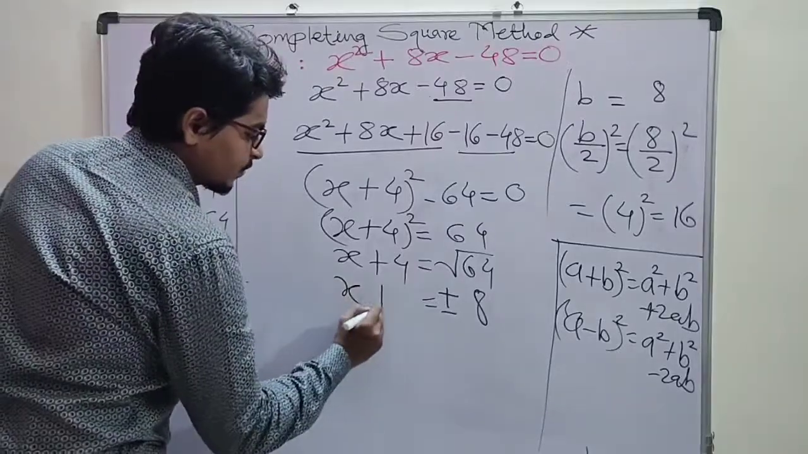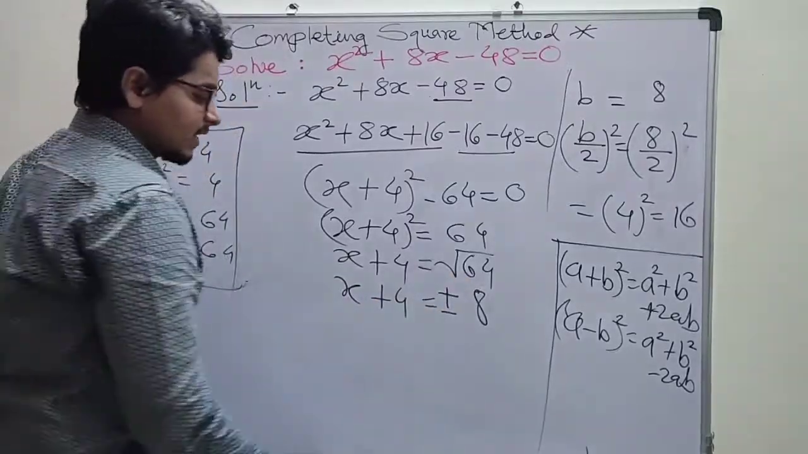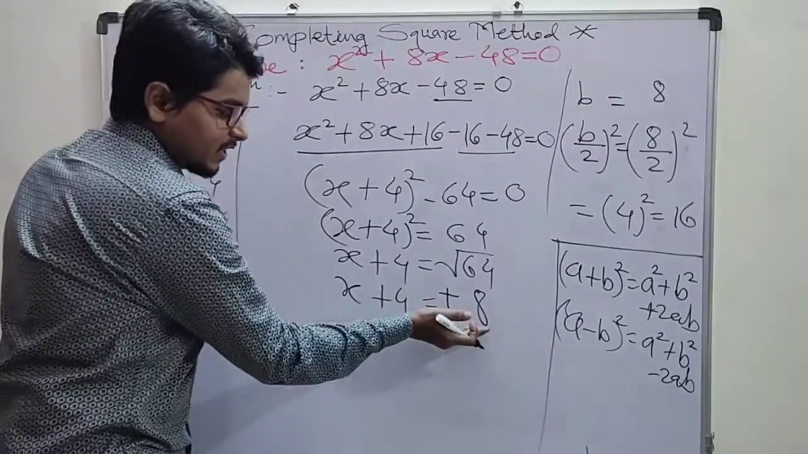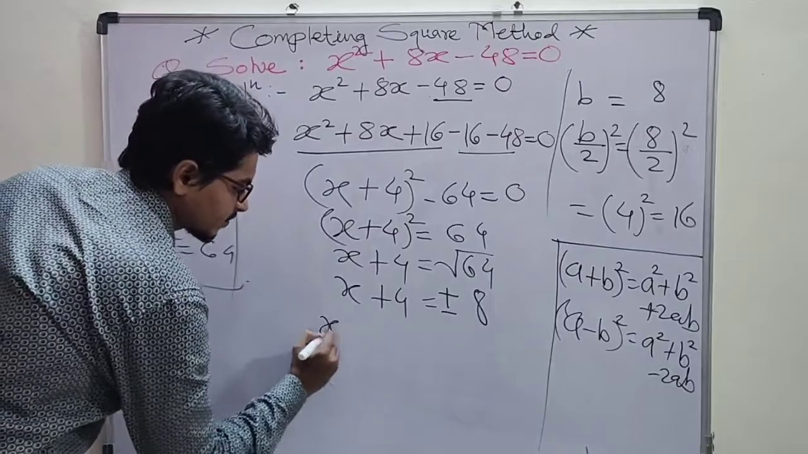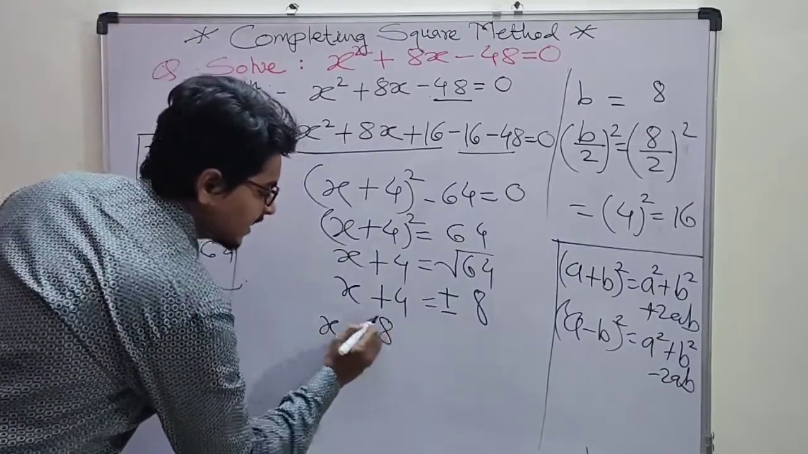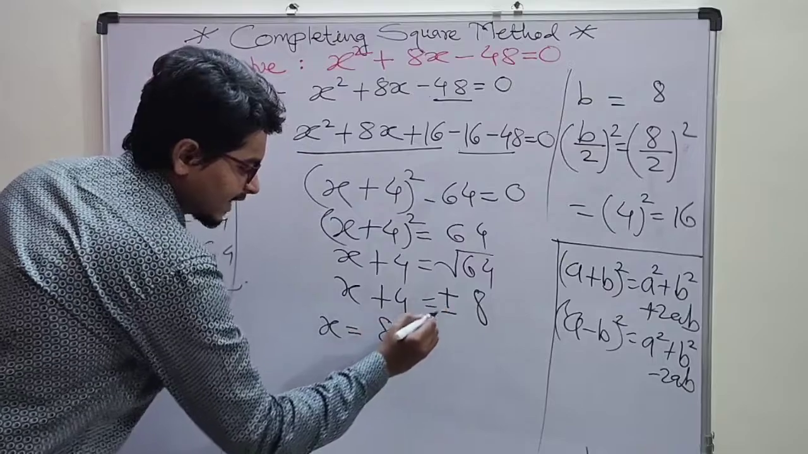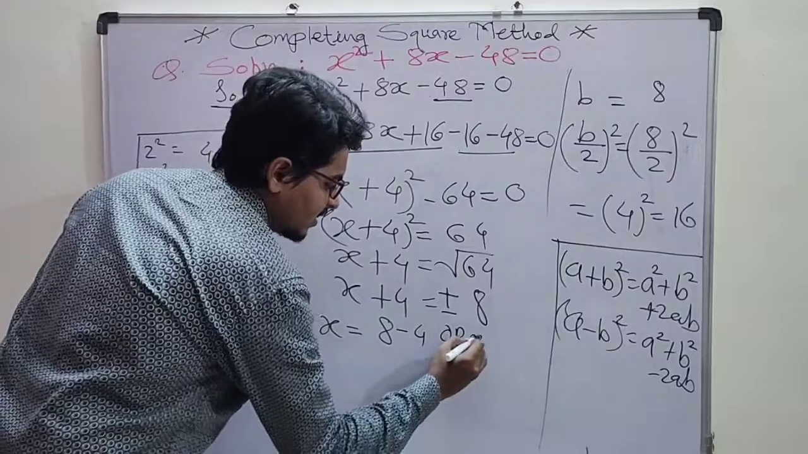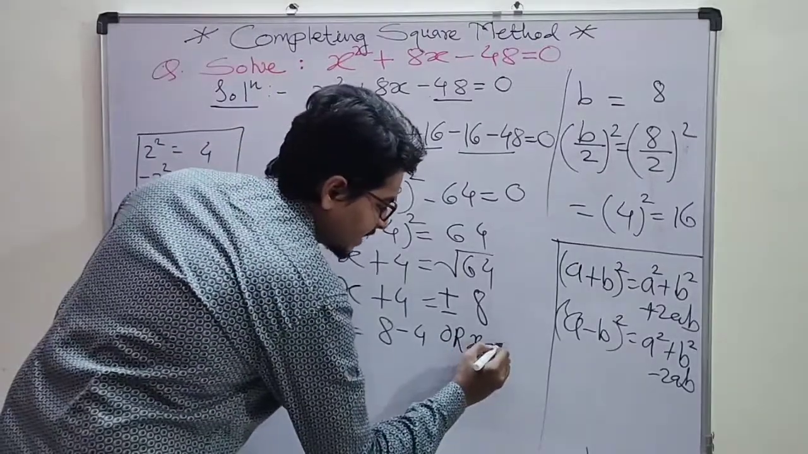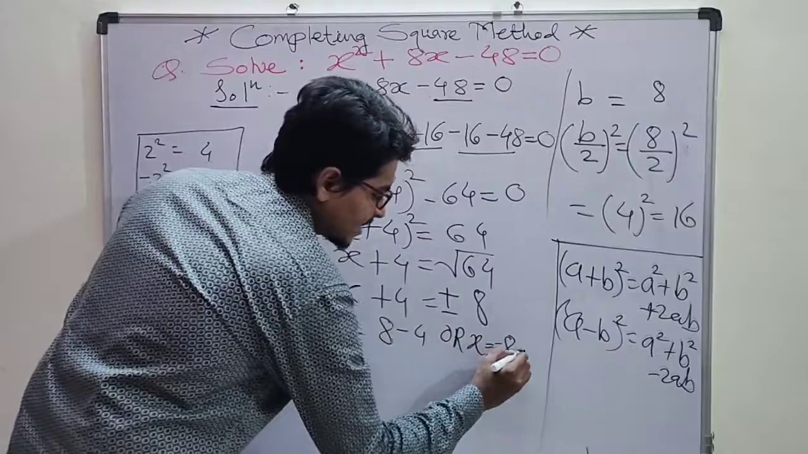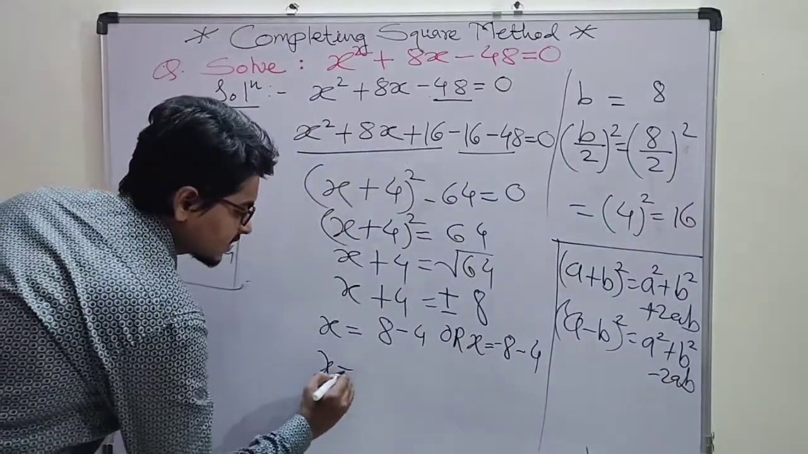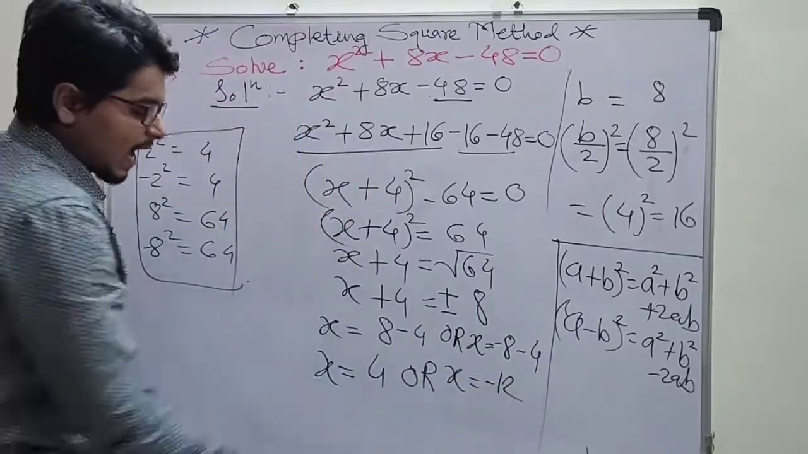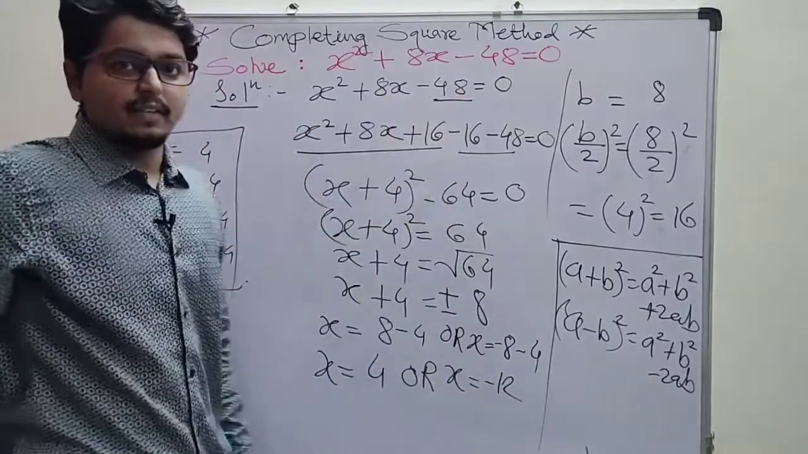Okay, so x plus 4 is equal to plus minus 8. Now first we take this 8 as positive and next we take it negative. So we get x is equal to, first taking it positive 8, this shifts to the right side of the equation, it becomes 8 minus 4, or x is equal to, now we take it as minus 8, and minus 8 minus 4, and hence x is equal to 4 or x is equal to minus 12 are the roots of this quadratic equation.